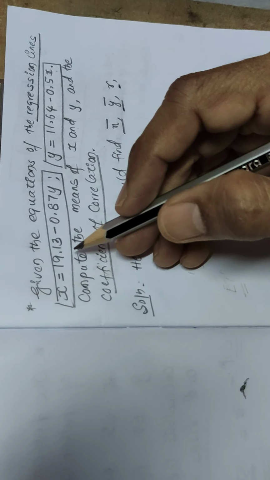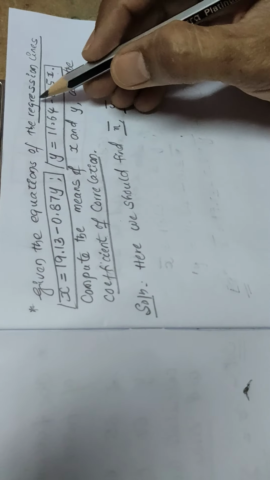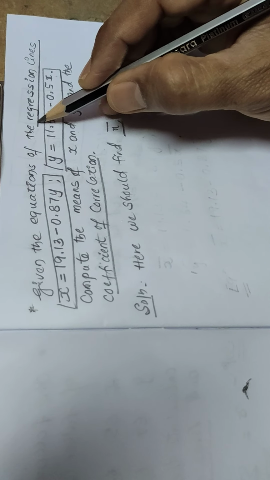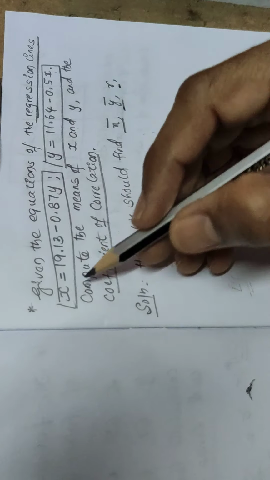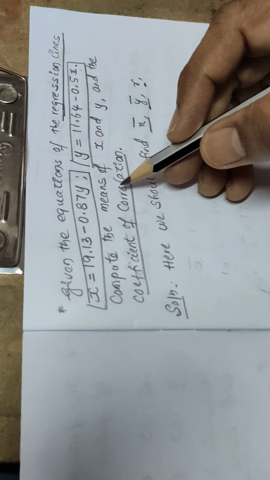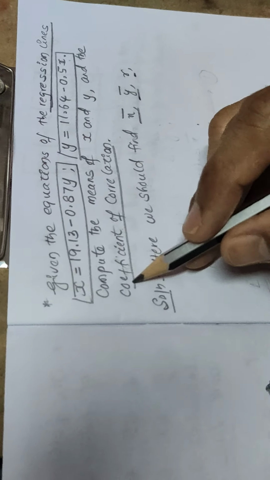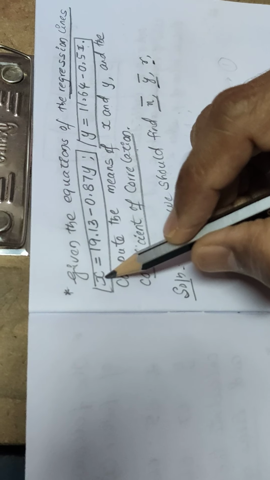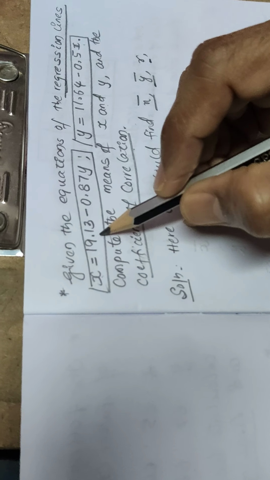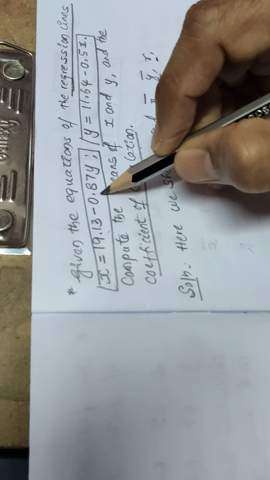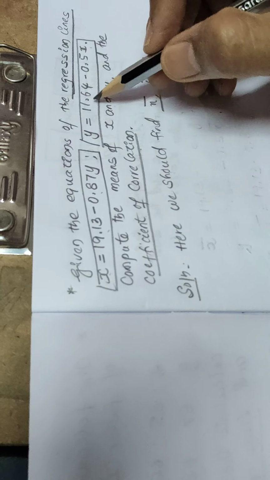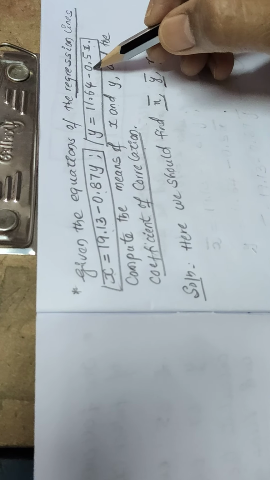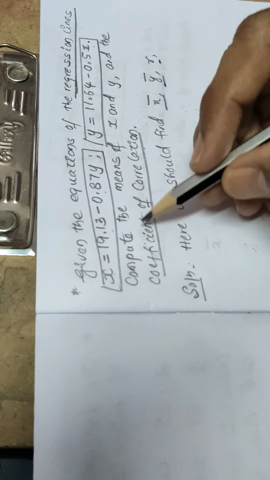So we'll do some more examples today with regression lines. The lines of regression are given, and we have to find the coefficient of correlation. One of the lines of regression is x is equal to 19.13 minus 0.87y. Another is y is equal to 11.67 minus 0.5x.